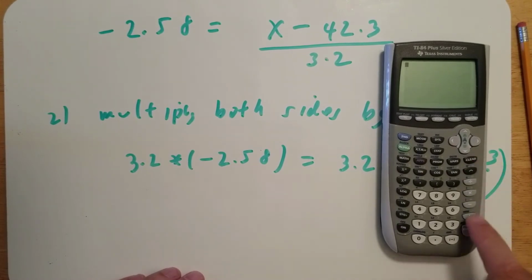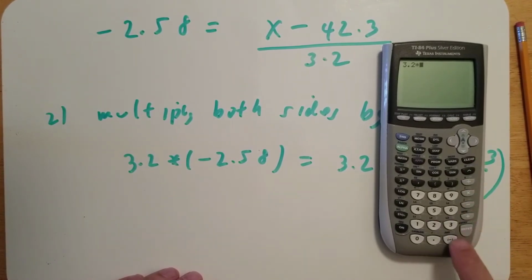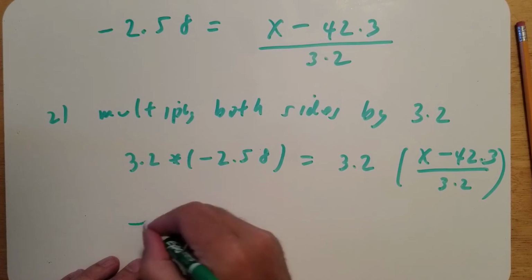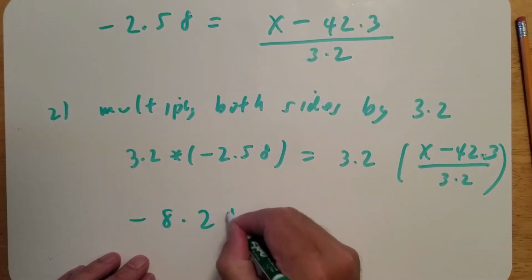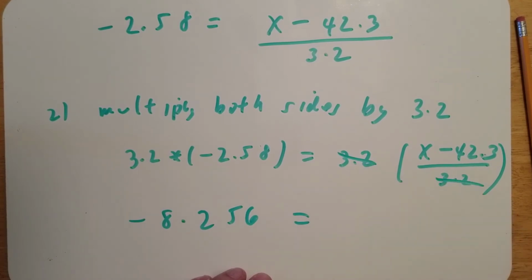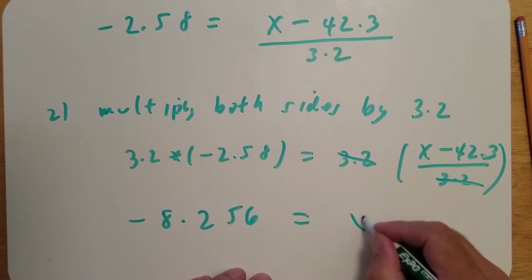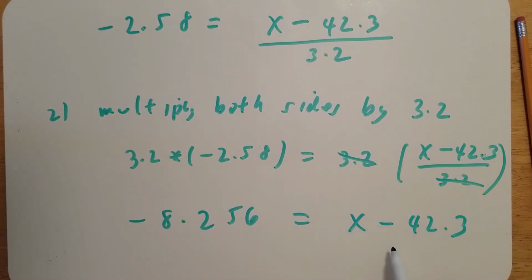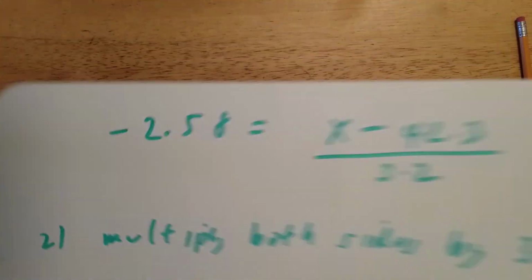3.2 times negative 2.58. That gives me negative 8.256. Negative 8.256 equals, on this side, the 3.2's cancel out, so I'm just left with x minus 42.3. So now, to get x alone, I'm going to add 42.3 on both sides.